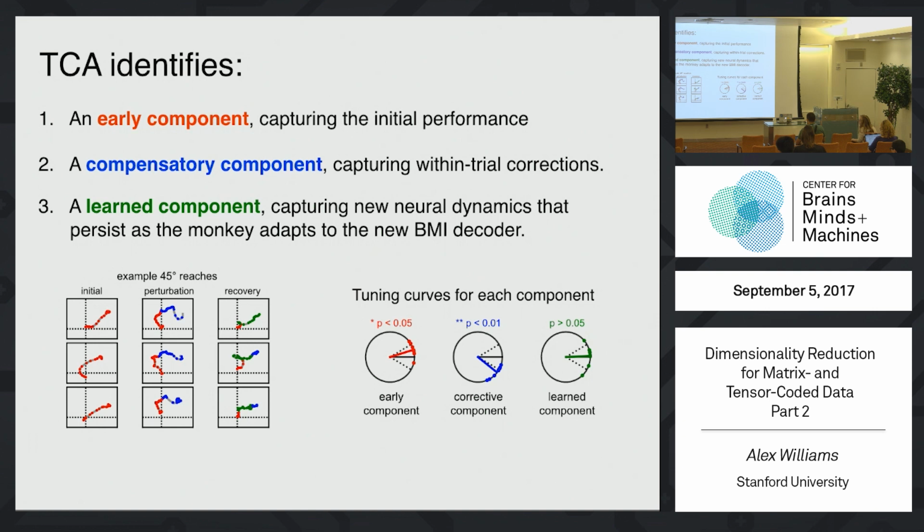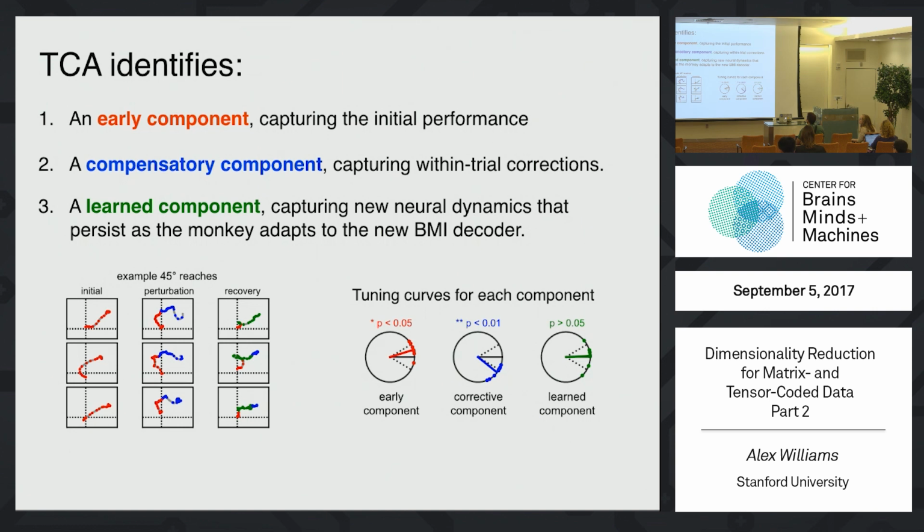So the idea is that the maladaptive dynamics do not go away. The monkey sort of brings on extra cognitive effort to correct the early incorrect cursor movements that are created by this component. And then over the course of the session, a more stable component that actually has better performance emerges.